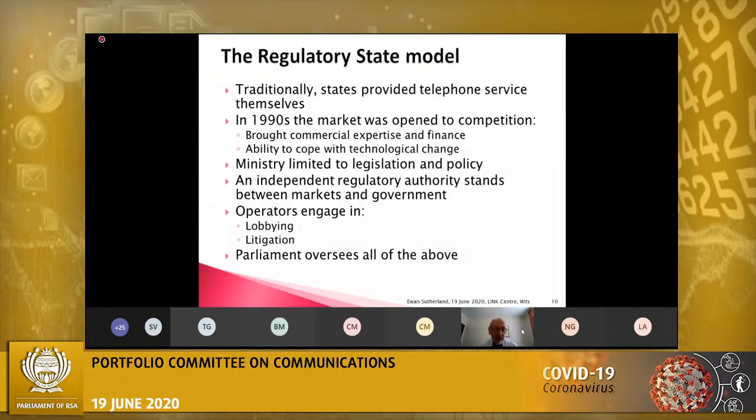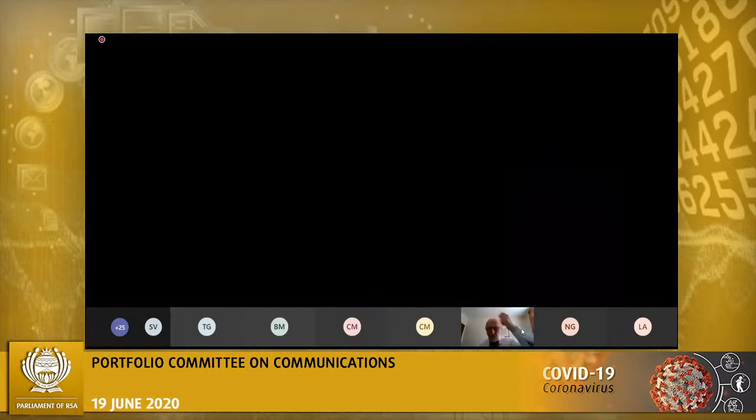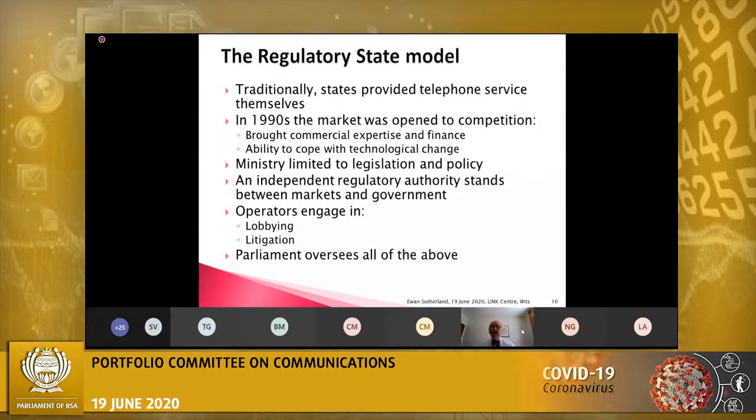But the alternative would be to go back to the state doing everything itself, and that makes for very, very difficult decision making. Then somebody else has to decide how much of the network do you want to build, how quickly do you roll it out, and those questions.